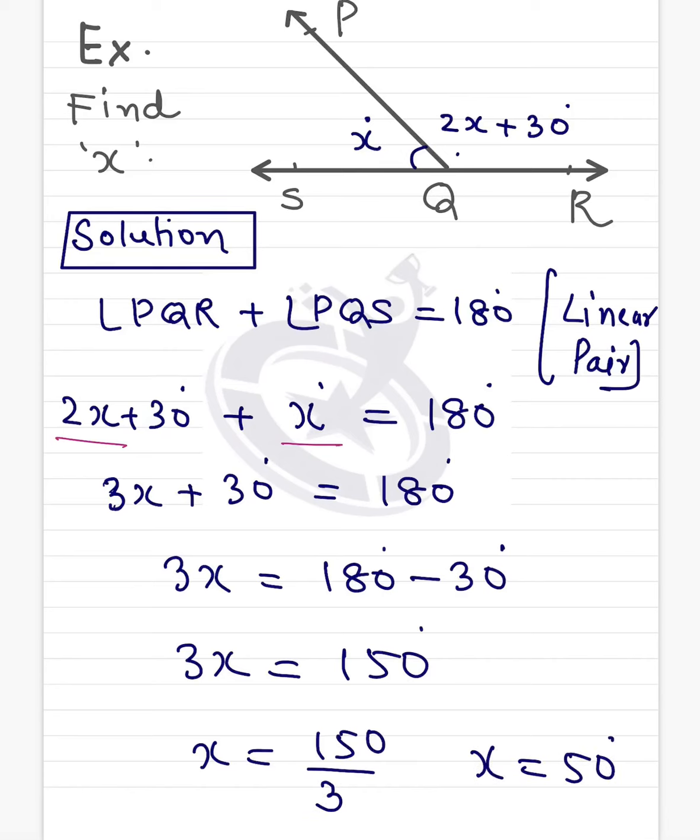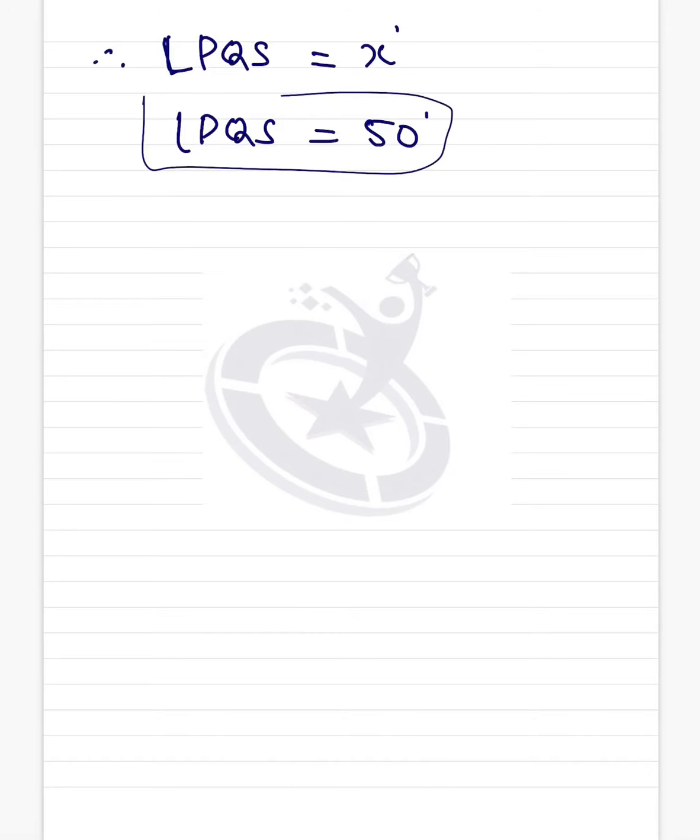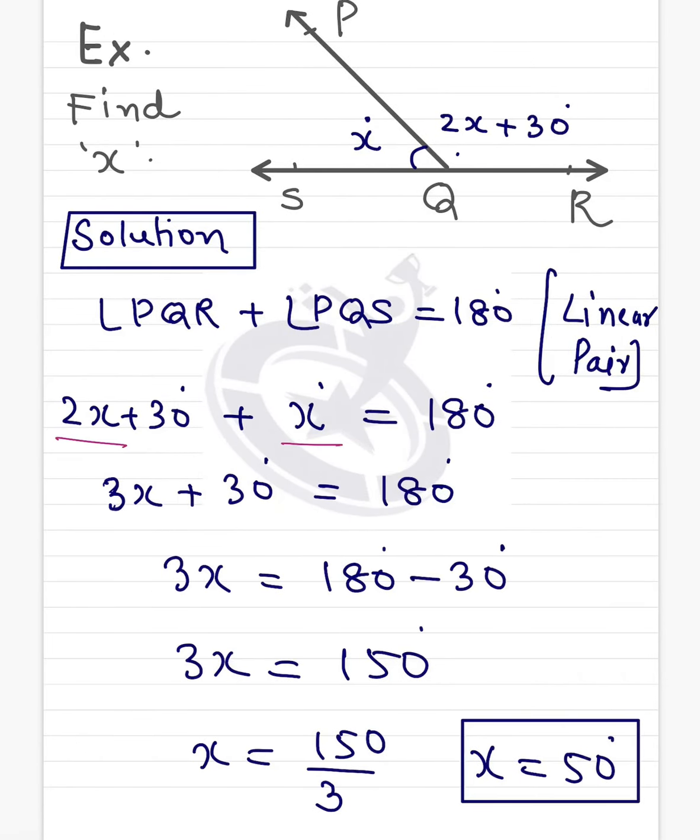Now in case they ask you the question, find the measure of both the angles, then you can write: therefore angle PQS. How much was it? It was x, so its measure will be angle PQS is equal to, angle PQS was x, so how much did we get? 50 degrees. So angle PQS is equal to 50 degrees. That is one of your answers. Clear? And you want angle PQR.